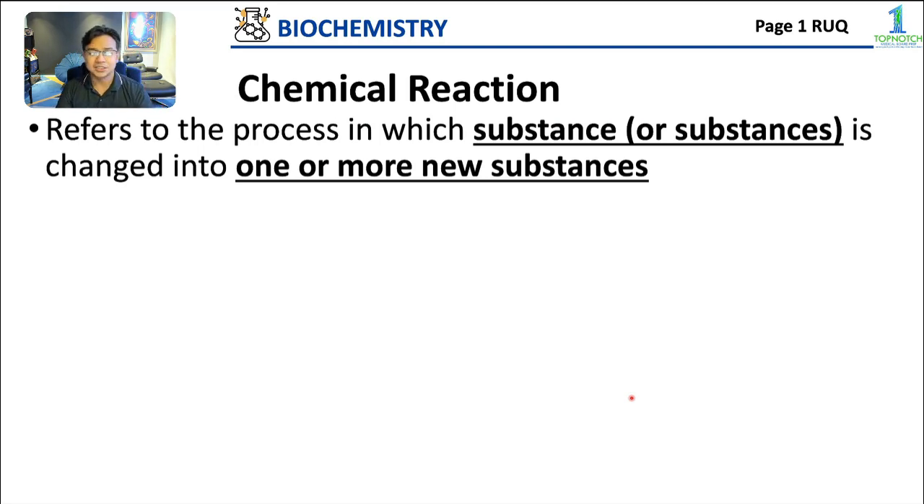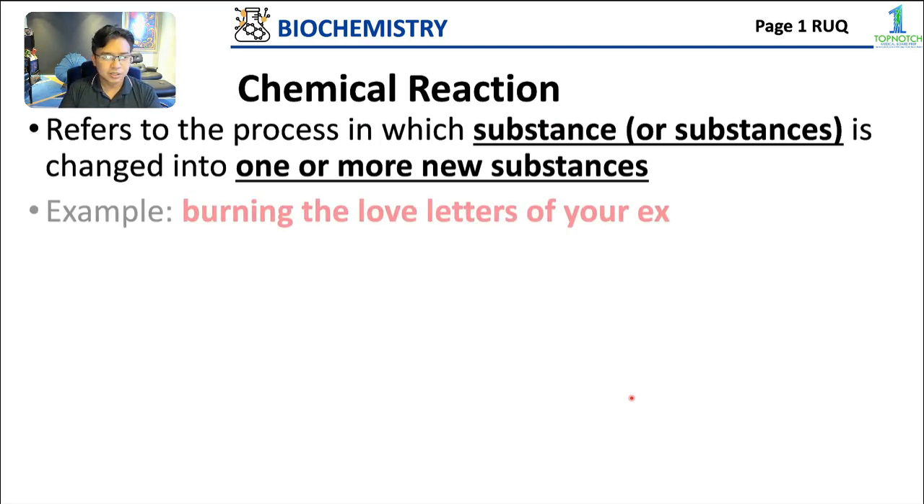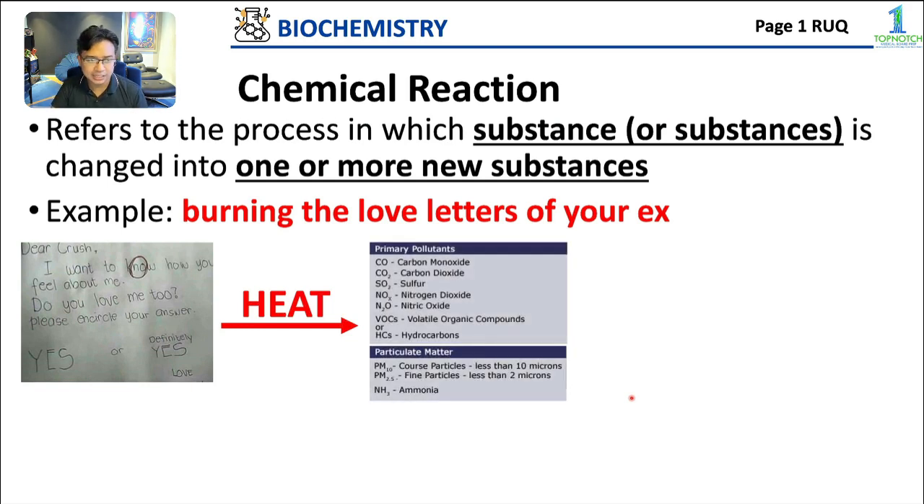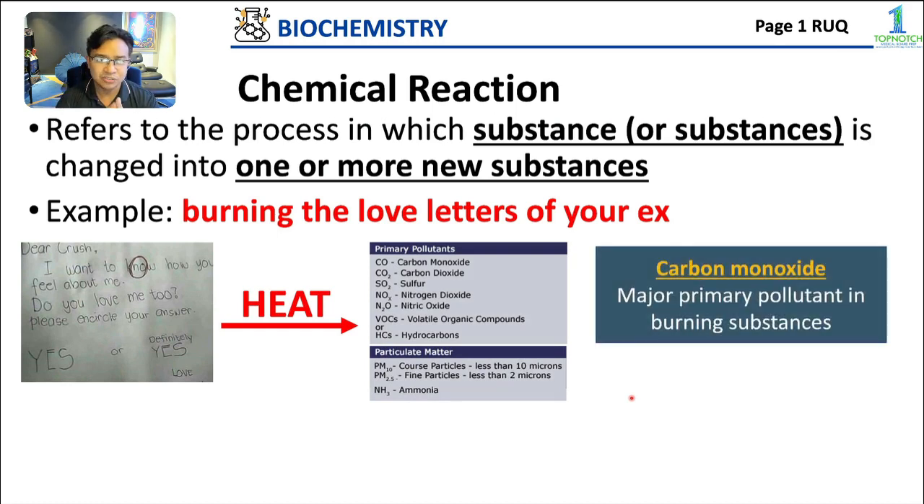new substances. For example, burning the love letters of your ex. Ex na siya eh. Iniwanan ka na niya. It's time to dump the letters and sunugin siya in the process. So you add heat. You apply heat, and because of the heat, nagbabago siya. Yung paper na may ink, nagiging siyang carbon monoxide, your primary pollutants, etc. Okay? So this is a very important concept known as a chemical change or chemical reaction.